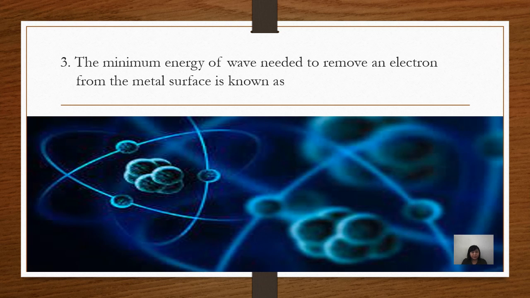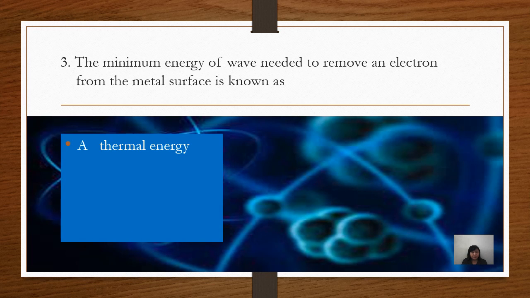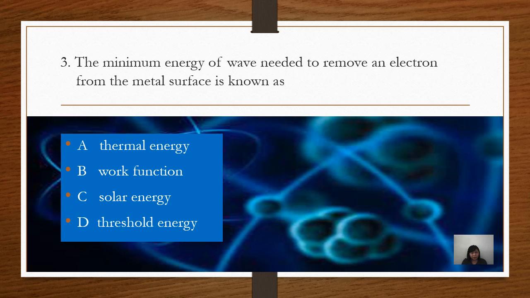Question 3. The minimum energy of wave needed to remove an electron from the metal surface is known as A. Thermal energy, B. Work function, C. Solar energy, D. The threshold energy. Which one is the correct answer? The correct answer is B. Work function.